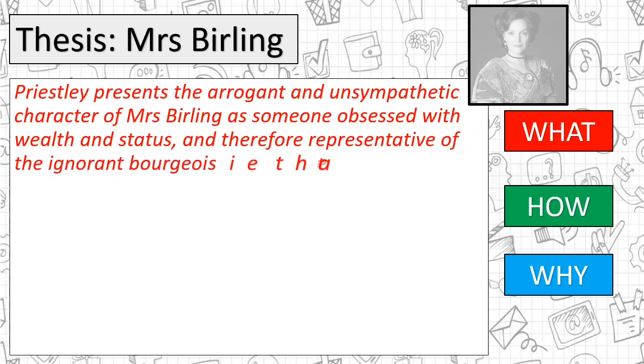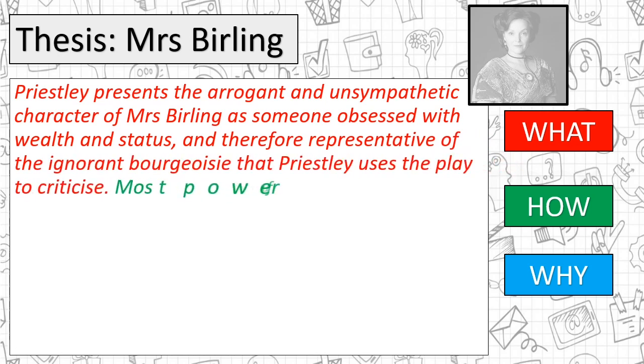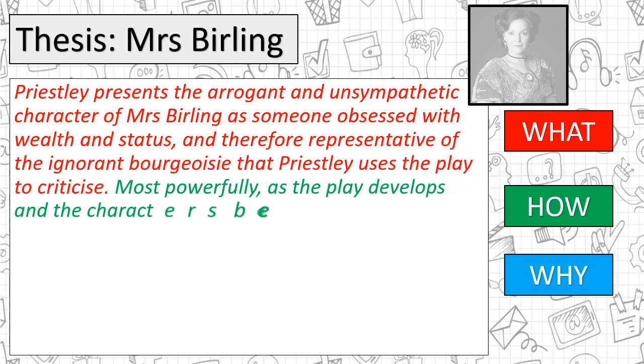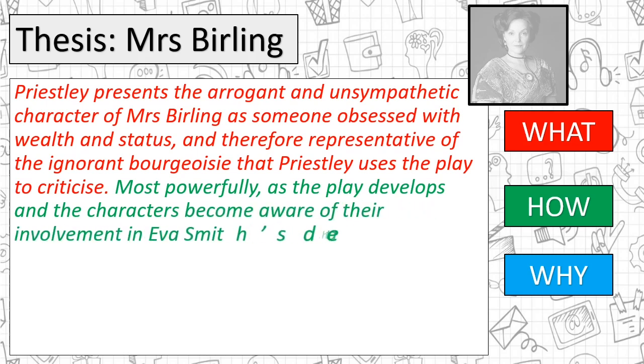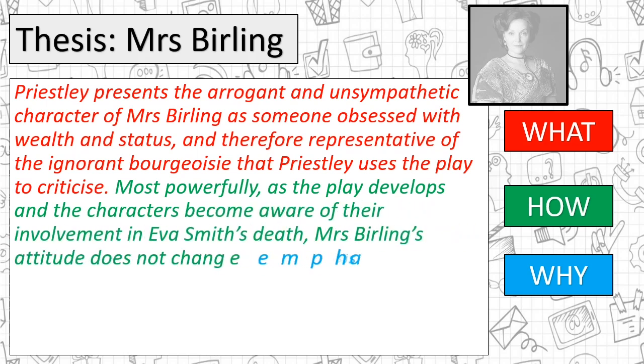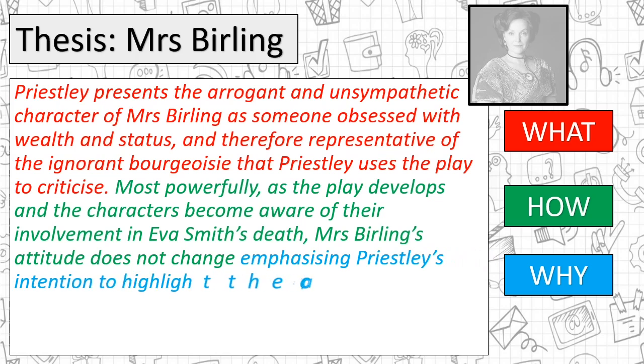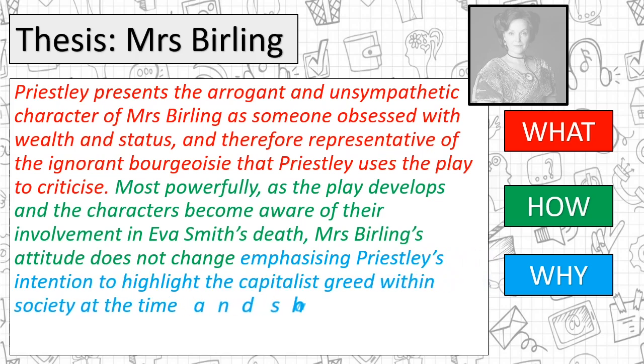Priestley presents the arrogant and unsympathetic character of Mrs. Birling as someone obsessed with wealth and status and therefore representative of the ignorant bourgeoisie that Priestley uses the play to criticise. Most powerfully, as the play develops and the characters become aware of their involvement in Eva Smith's death, Mrs. Birling's attitude does not change, emphasising Priestley's intention to highlight the capitalist greed within society at the time and the need for them to change.